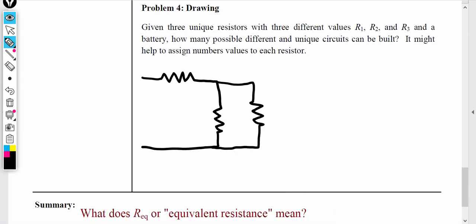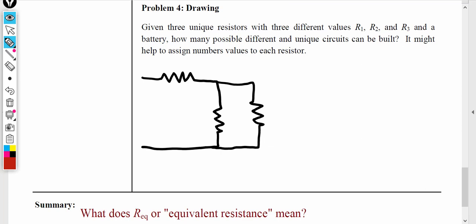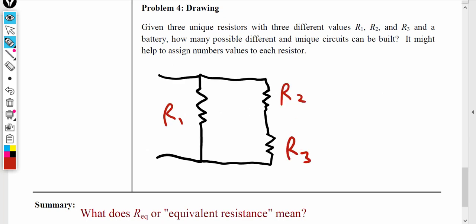For this exercise, we're going to give you three different resistors, RA, RB, and RC, or R1, R2, and R3. They have different values. They're unique, so if you want to make them 1, 2, and 3, that's perfectly fine. I want to show you a few configurations and have you finish the rest. For example, if I had this setup, I could have the following, or this, or this. That's because all three of them have different values.